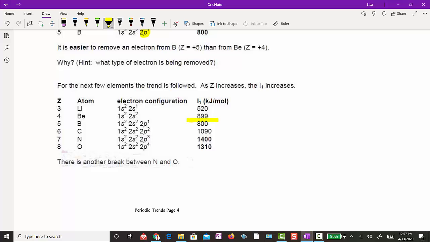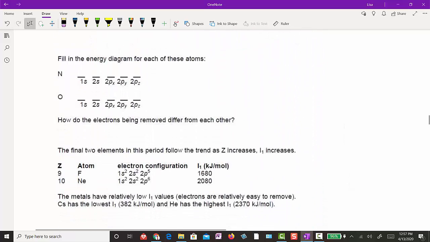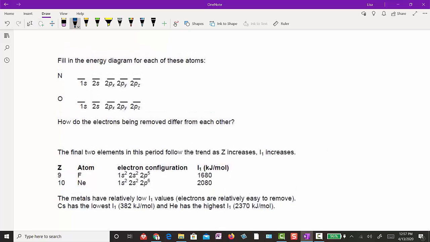Now, the other place we get a blip is halfway through the P block, going from having 3 p electrons to having 4. If you remember back to our electrons unit, what's the significance of that? Let's look at what our orbital diagrams would look like. For nitrogen, I do my orbital diagram like that. For oxygen, it goes like that, and then it doubles up.